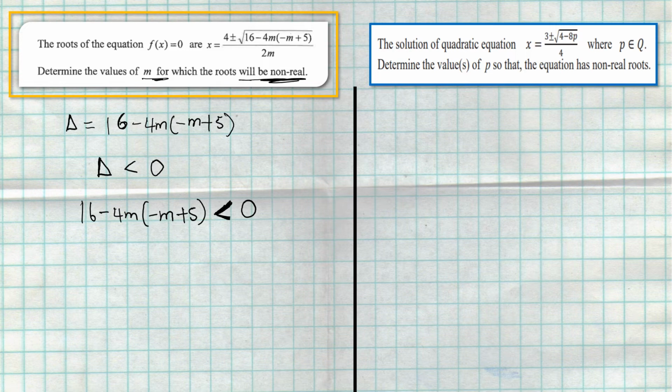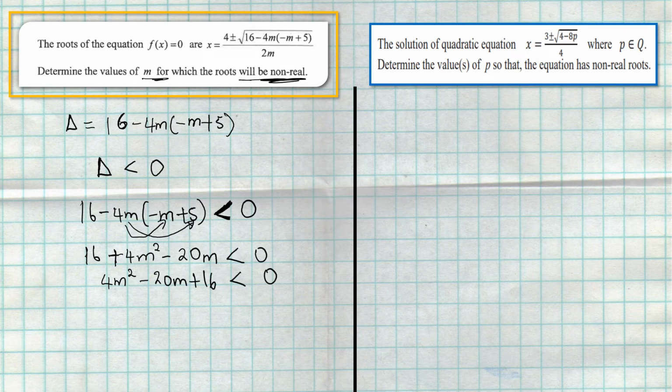So what I can do, I can first expand minus 4m times minus m. It's going to be positive 4m squared, because it's minus 4m times minus m. Then minus 4m times positive 5 is going to be minus 20m, being less than 0. I can just write that properly: m squared minus 20m plus 16 less than 0.